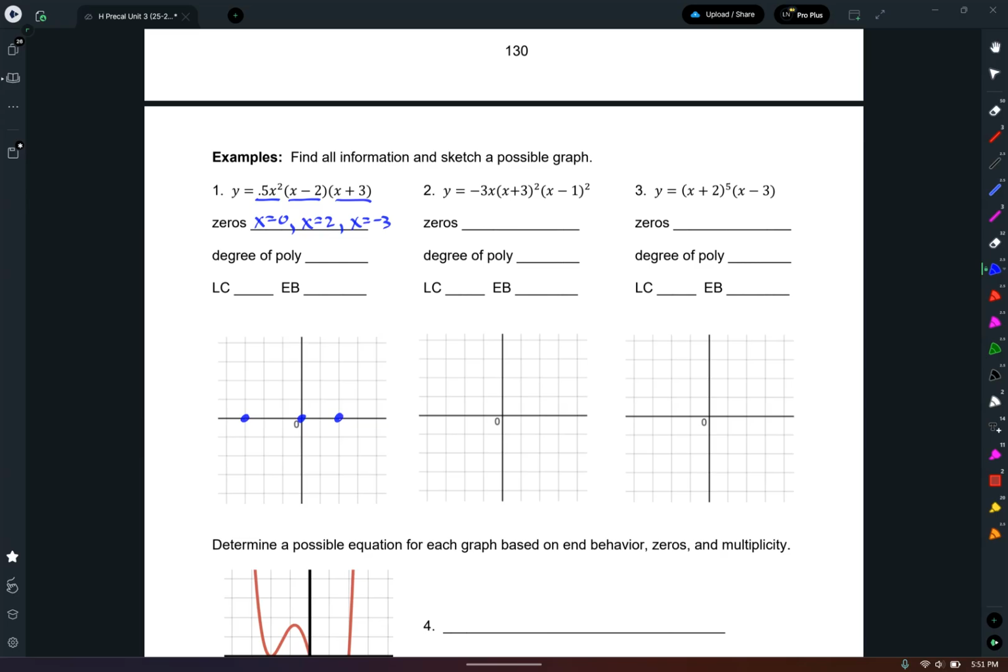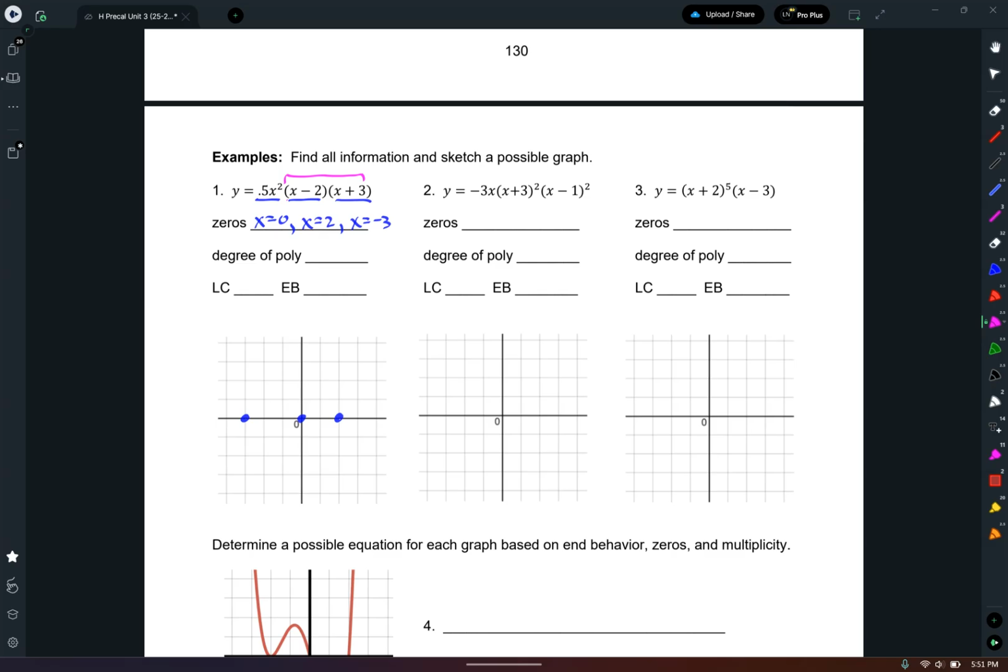Now, the overall degree of the polynomial. Now, the overall degree comes from it being multiplied out, but you don't actually have to multiply it out. If I were to multiply it out, like first I would do FOIL on this part, and hopefully you can tell if I did FOIL, the highest degree I would have would be an x squared.